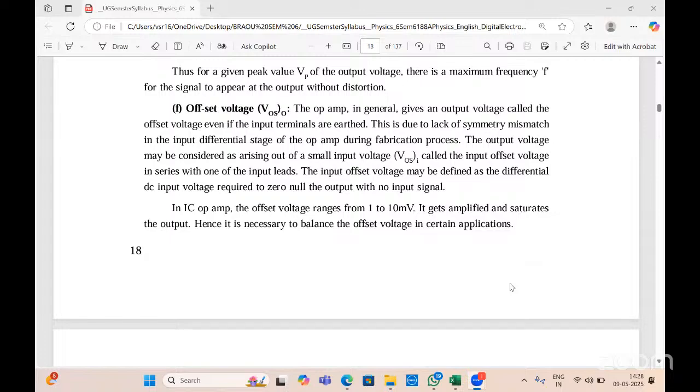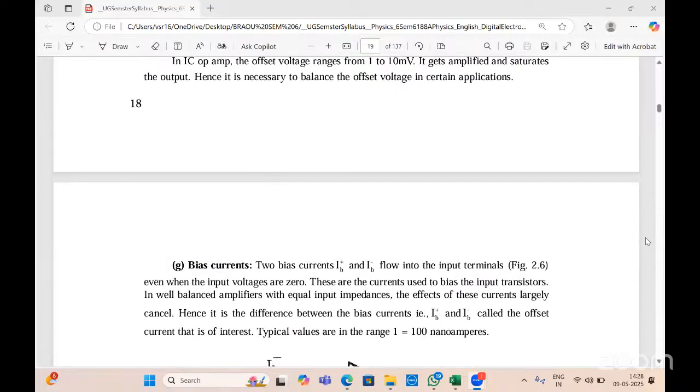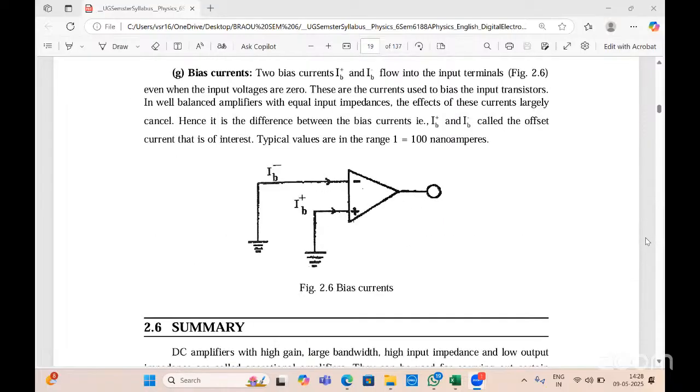Next, offset voltage, that is VOS. The op amp in general gives an output voltage, called the offset voltage, even if the input terminals are earthed or grounded. This is due to the lack of symmetry, a mismatch in the input differential stage of the op amp during the fabrication process. Next is the bias current.